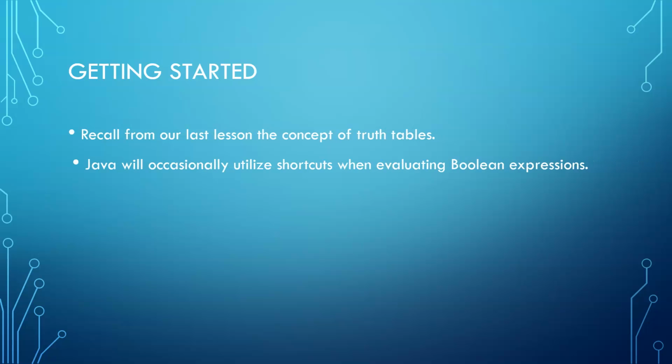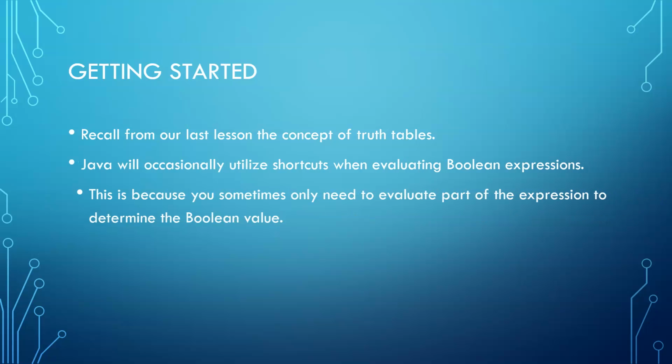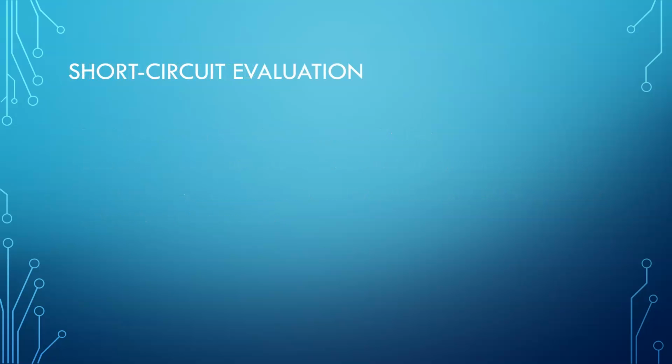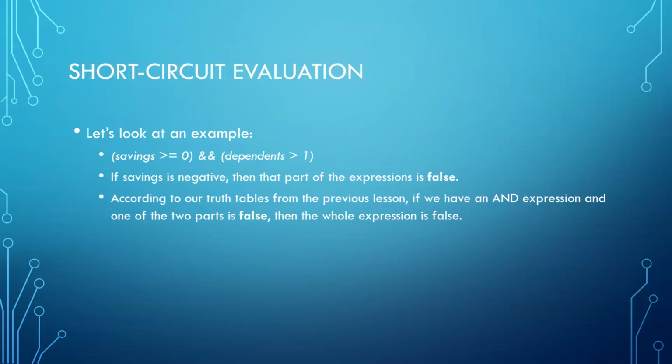Now, Java will occasionally utilize shortcuts when evaluating Boolean expressions. This is because sometimes you only need to evaluate part of the expression in order to determine the Boolean value. So this is what's known as short circuit evaluation. So let's look at an example.